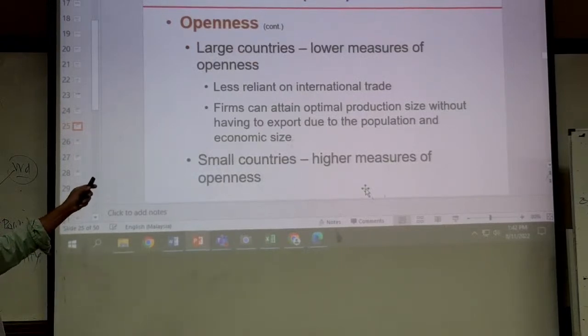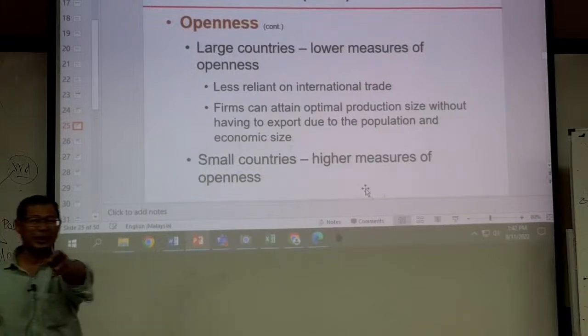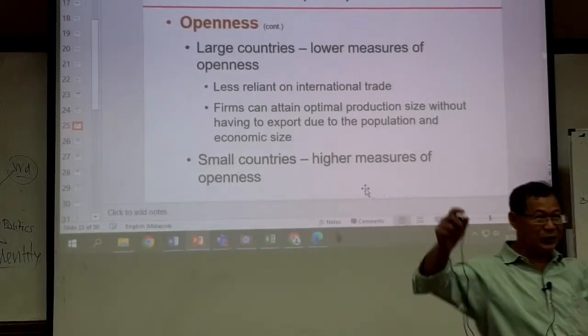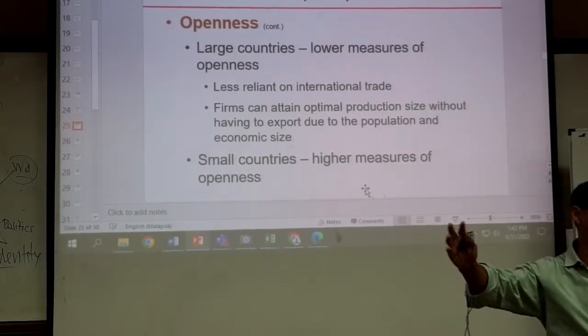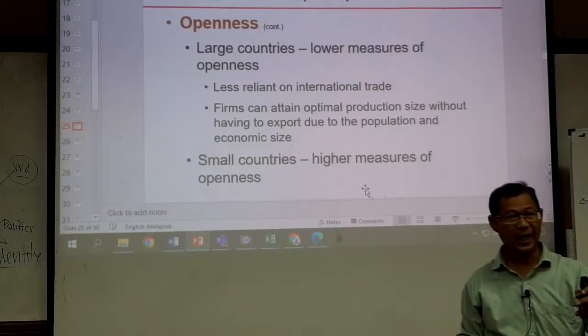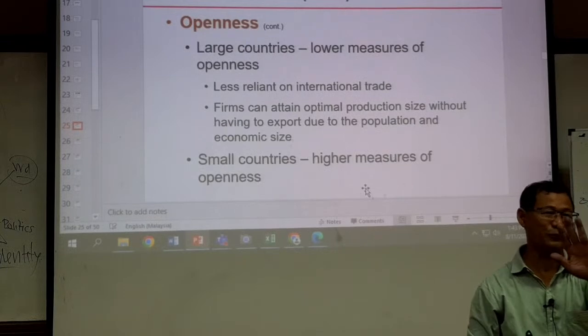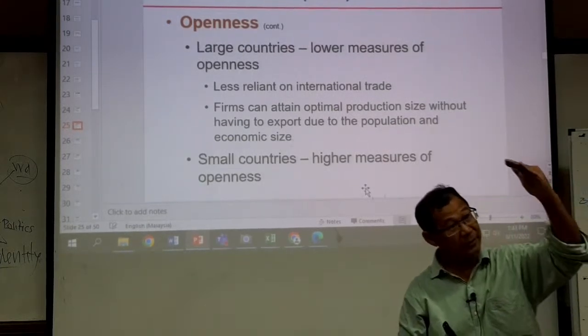So large countries have lower measures of openness. This is what I said. Large country, USA, lower measures of openness, more interaction of domestic economy. Malaysia was like this, the graph. Look at me. Malaysia, the graph was like this, up and down.